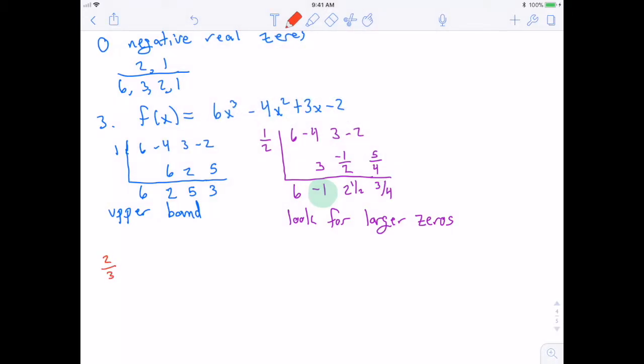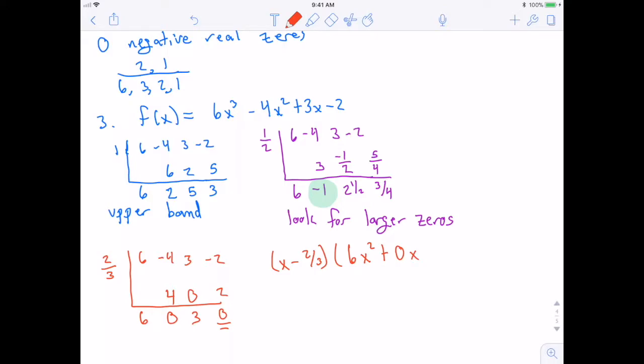So let's try 2/3 here. Six goes outside the box. 6 times 2/3 is, sorry, not 6, 4. -4 plus 4 is 0. 0 times 2/3 is 0. 3 plus 0 is 3. 3 times 2/3 is 2. And -2 plus 2 is 0. We have remainder 0, so this is a factor. So we factor out x minus 2/3. And this simplifies down to 6x squared plus 0x plus 3.